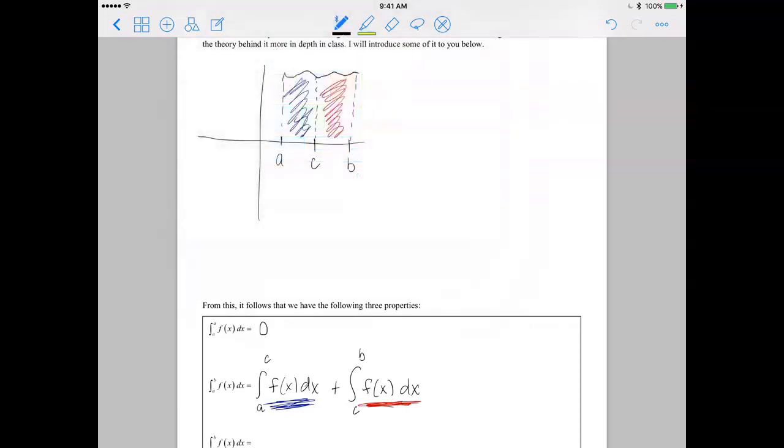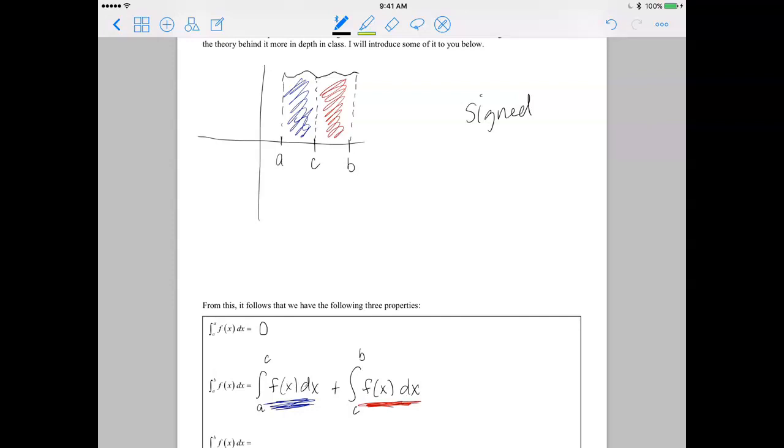Okay, and then the final property that I want to show you is a way that we can switch the bounds if necessary. Basically this area is what's called a signed area, meaning it is either positive or negative. And I know you've grown up thinking that area is always positive, and in some cases that's true. But when we talk about definite integrals, it can be negative.